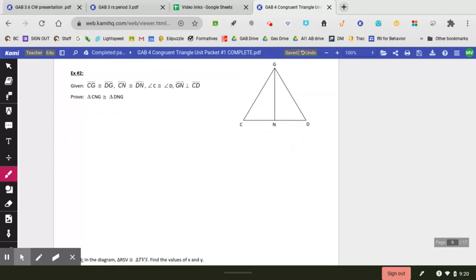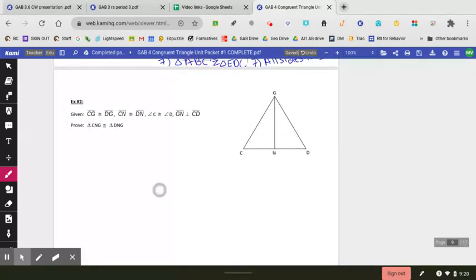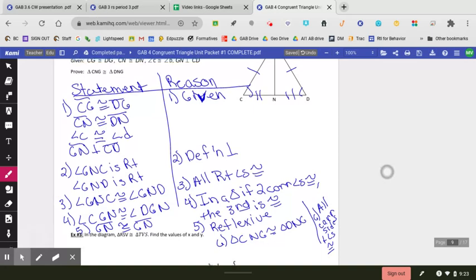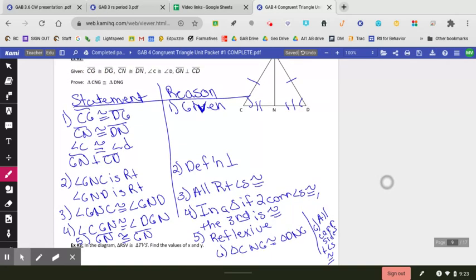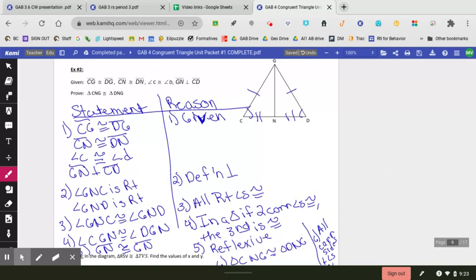So let's try number 2. I want you to pause and give this a try and then come back. Okay, so hopefully you paused and did this. What I did first after my givens is I used GN perpendicular to CG. So that meant GNC is a right angle and GND is a right angle. And then all right angles are congruent, so I know those two angles are congruent.